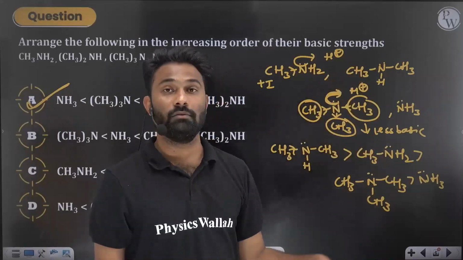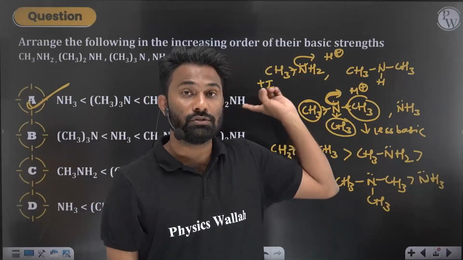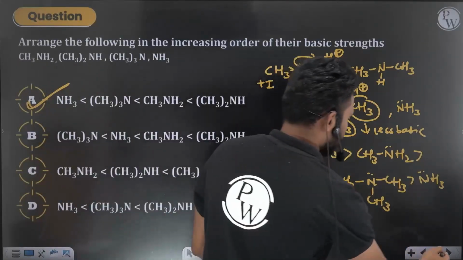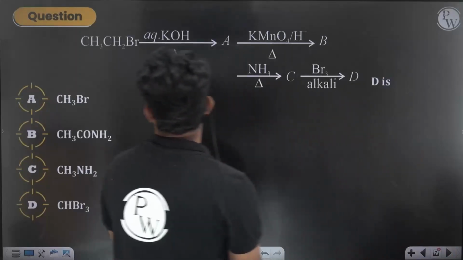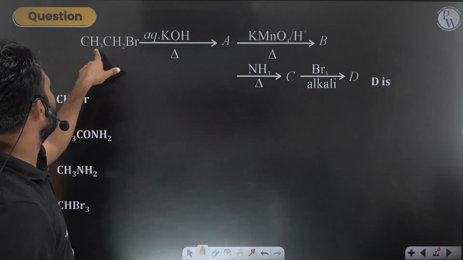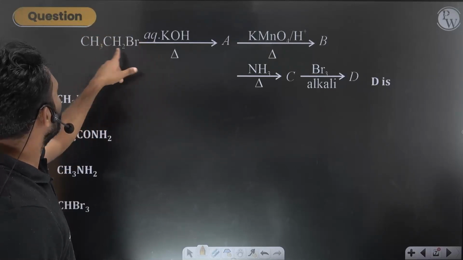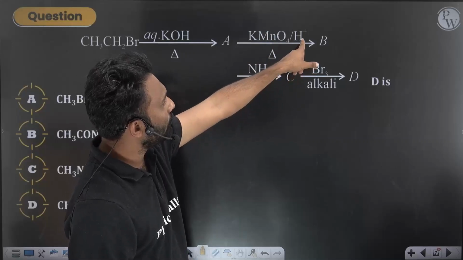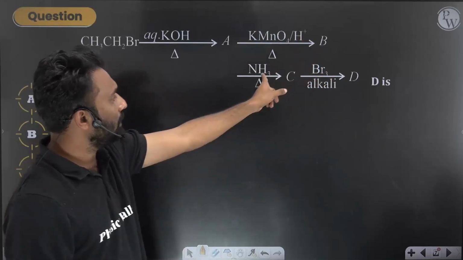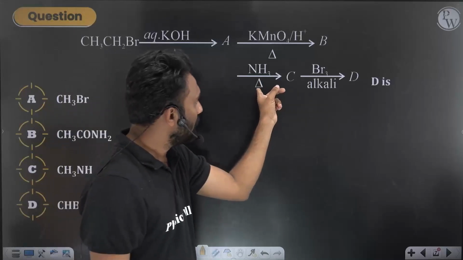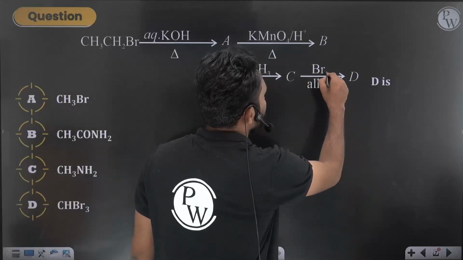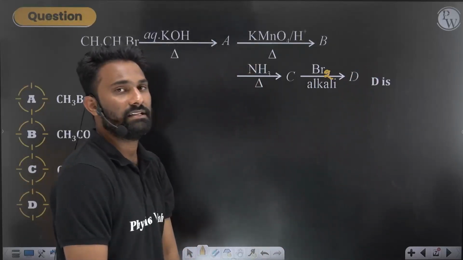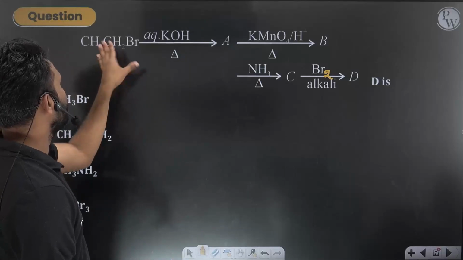Now, for this type of questions, you must read the questions carefully. Now next. CH3 CH2 Br on aqueous KOH gives A, A with KMnO4 plus H plus gives B, B upon NH3 gives C, and C upon Br2 alkali gives D. The D is what is being asked. You notice this first is ethyl bromide.